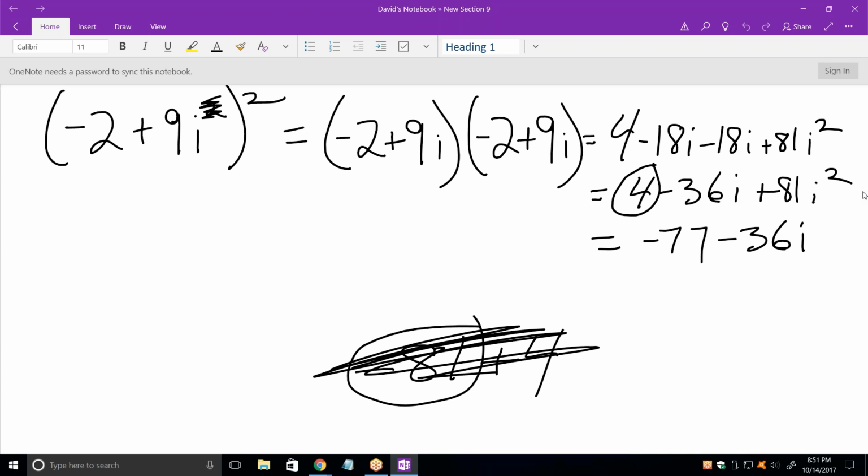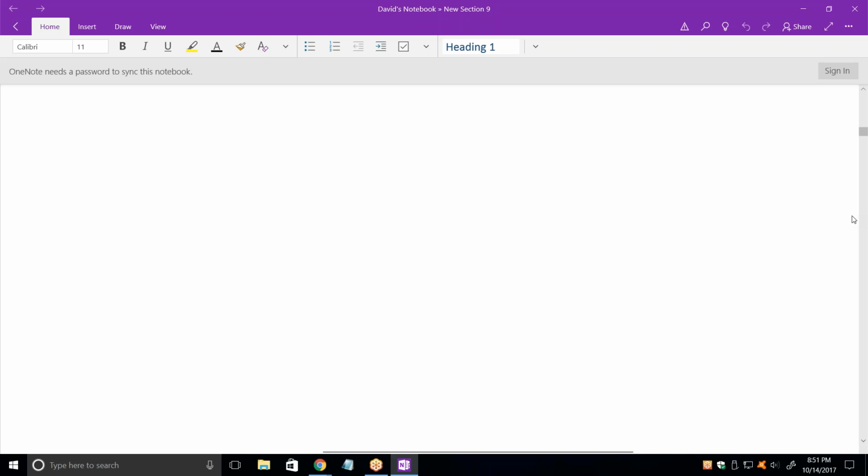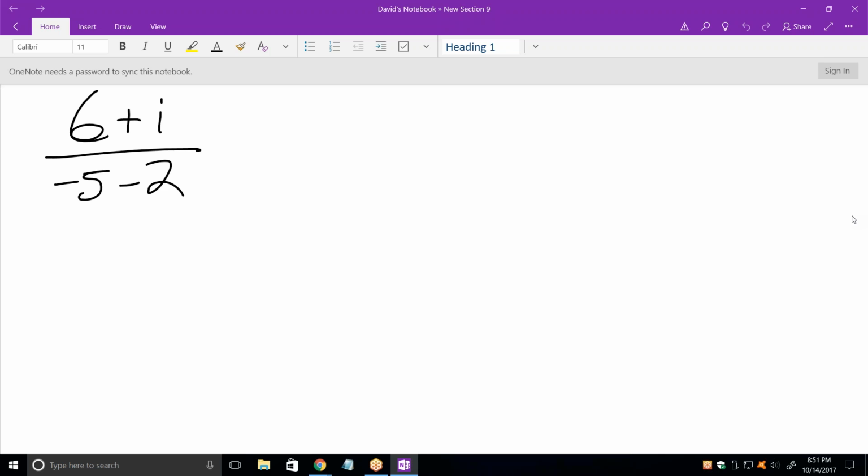Yep, that's correct. I'm hoping there's some division problems in here. Yeah, we'll get to one. It's right here, actually. It's (6 plus i) over (negative 5 minus 2i). And again, it's important to remember this is not a division problem. It's a multiplication problem in disguise. So what do I have to multiply top and bottom by?